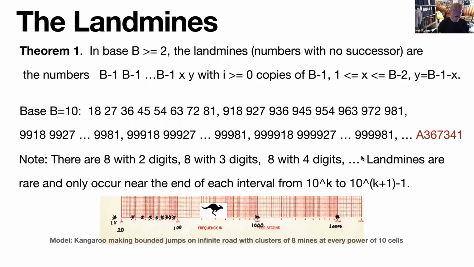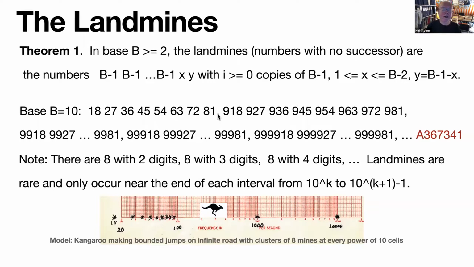Theorem 1 tells us what the landmines are in base B. And let me tell you what they are in base 10, because that'll make it clear. In base 10, there are 8 landmines with 2 digits: 18, 27, 36, 45, 54, 63, 72, and 81. They're the landmines between 1 and 100. If the sequence reaches any of these, the sequence, you remember, starting at 3, reached 36, and it ended there. If you reach any of these, you end.